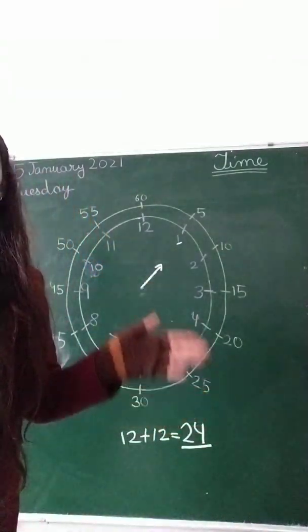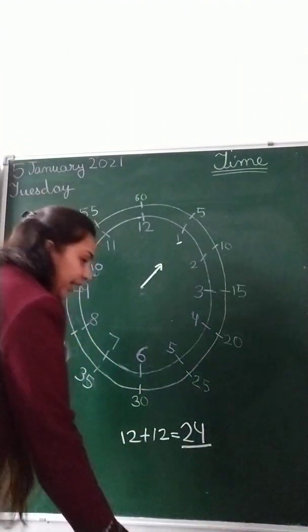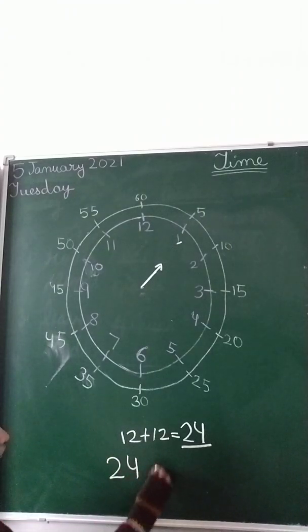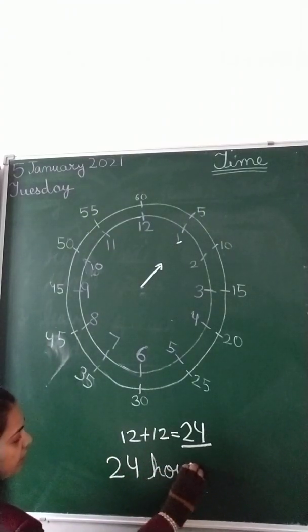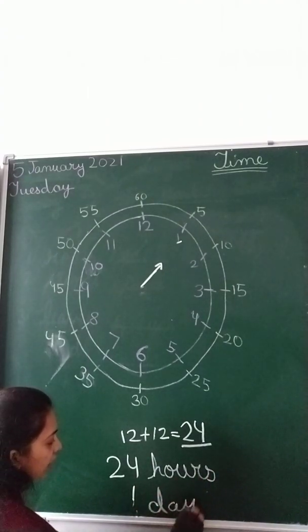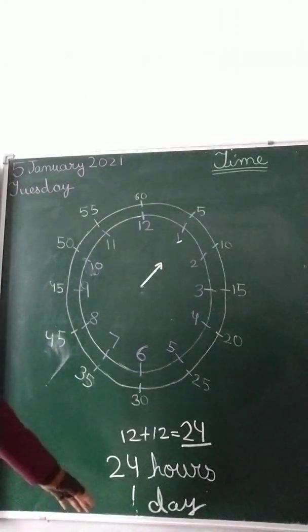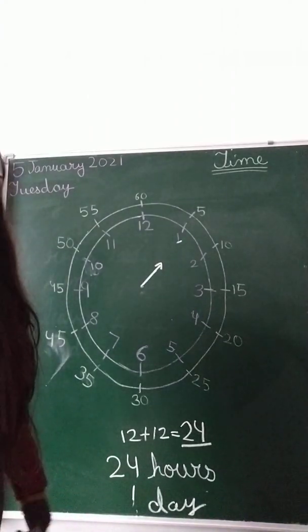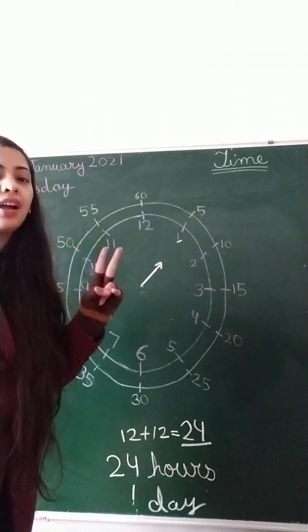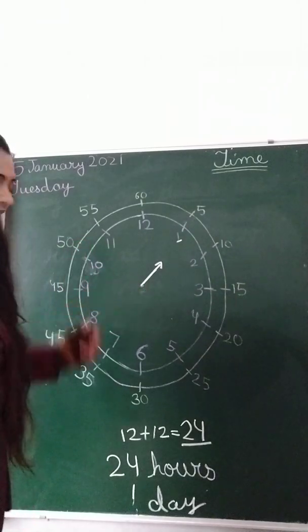How many hours do we have in one day? We have 24 hours in one day. So I am writing down over here, we have 24 hours in one day. To complete one day we have 24 hours. That's good? Now the next thing is we have 2 hands in our wall clock or in our watch, right?